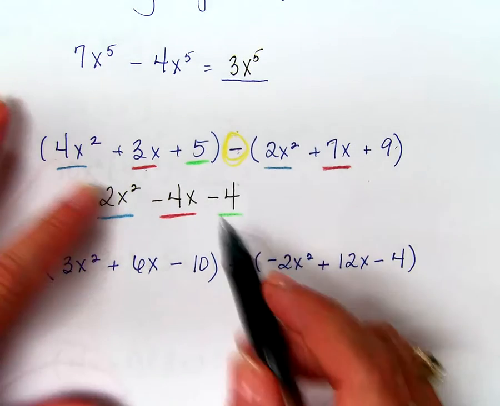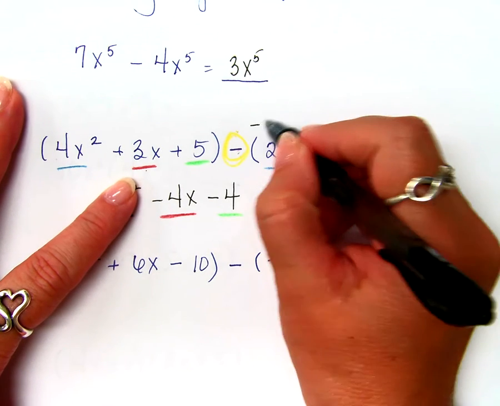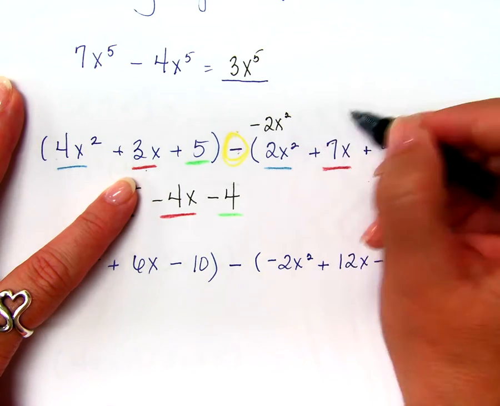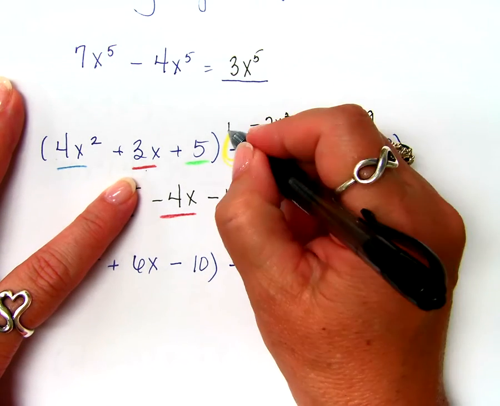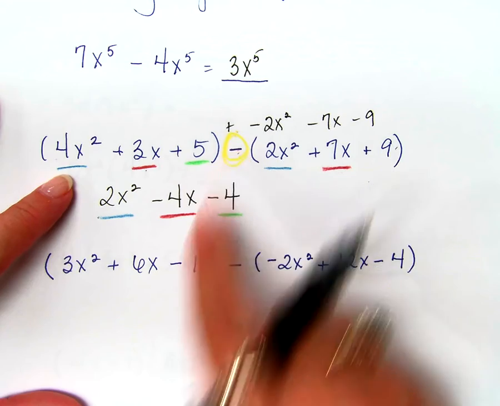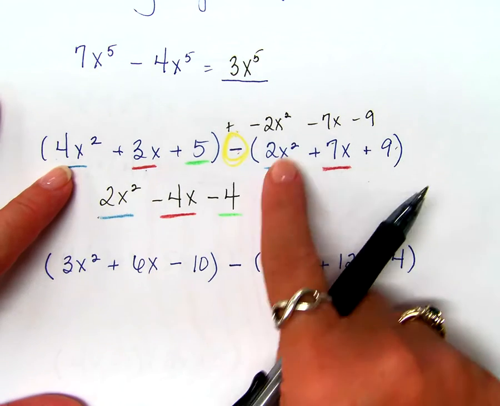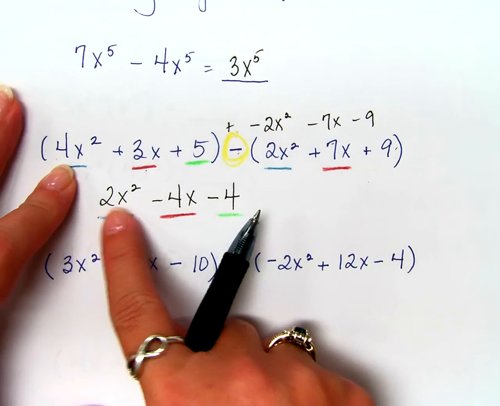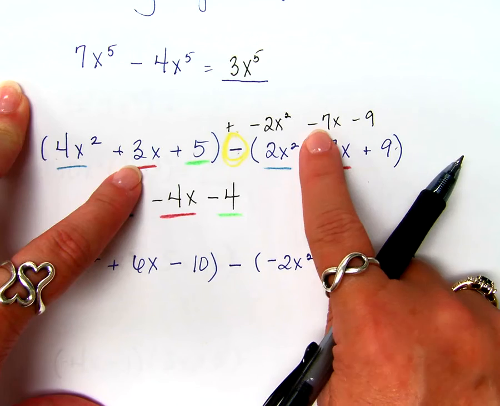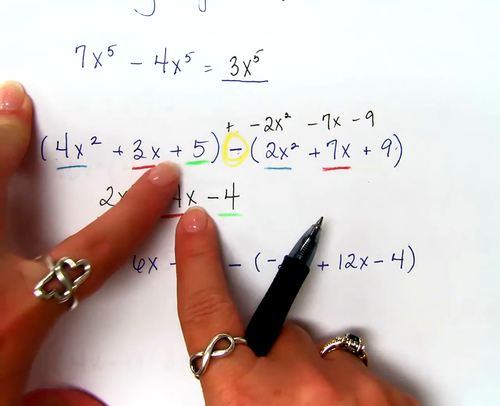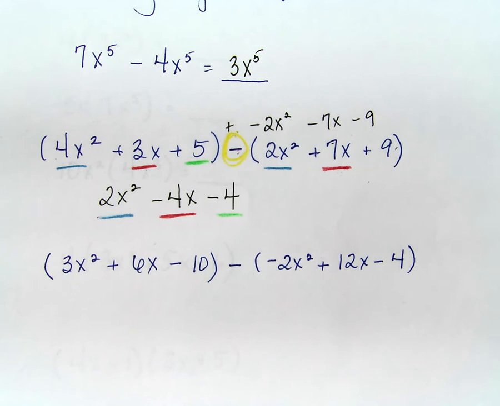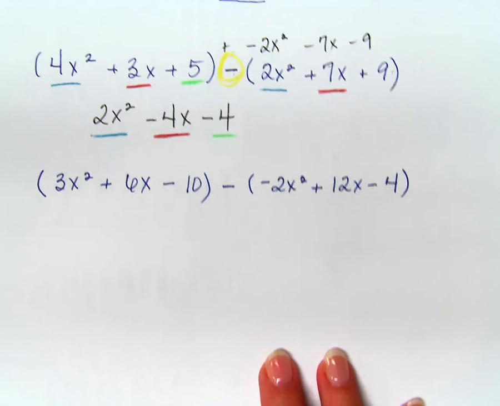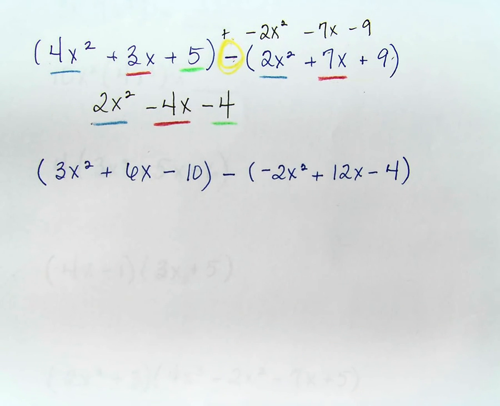And so sometimes people will rewrite this second problem as negative 2x squared minus 7x minus 9 and then treat it like an addition problem because we already distributed that negative sign. So 4x squared plus negative 2x squared is 2x squared. 3x minus 7x is negative 4x. And 5 minus 9, 5 and negative 9 is negative 4. Okay? I don't care which way you do it. Be consistent, though, so you don't mess up.